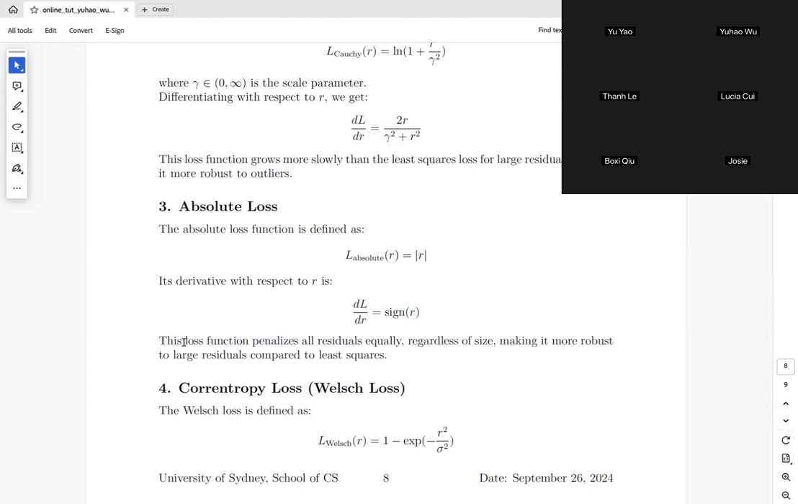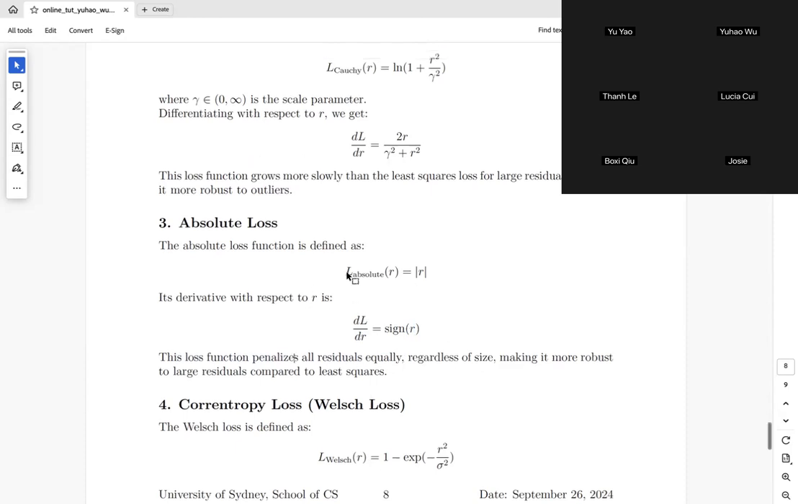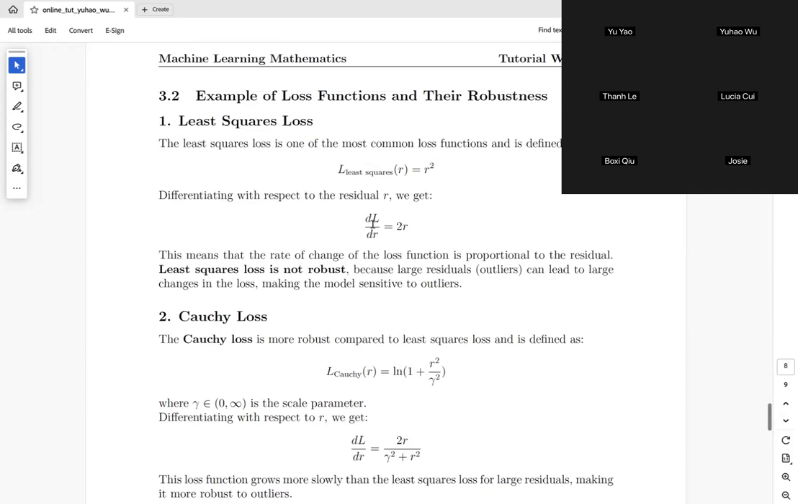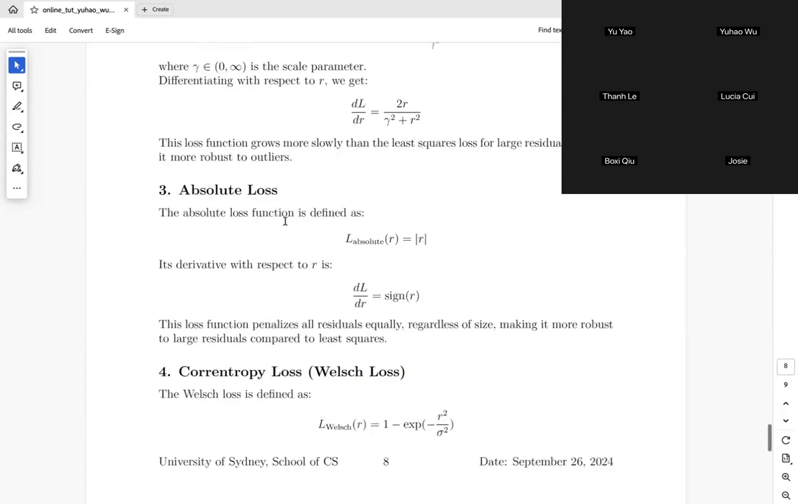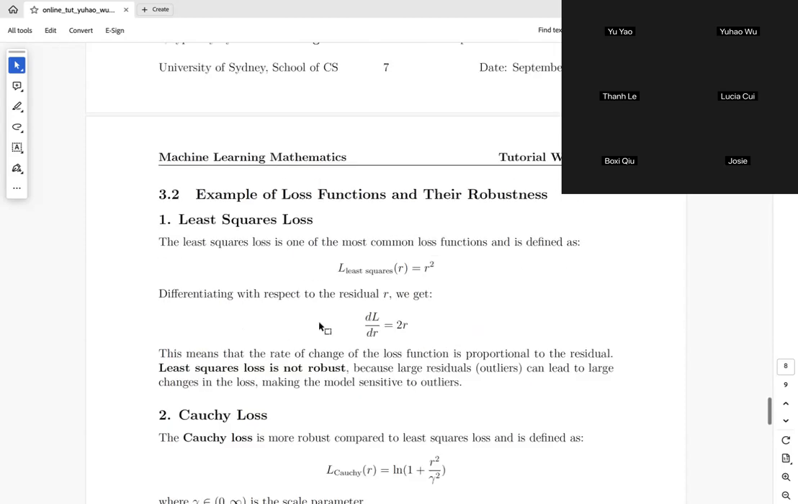So the absolute loss has better robustness than the least square loss. With the least square loss, as r increases, like a large residual, the change rate is also very large. But for the absolute loss, the change rate does not have any connection with the value of r. So the absolute loss is more robust than the least square loss.